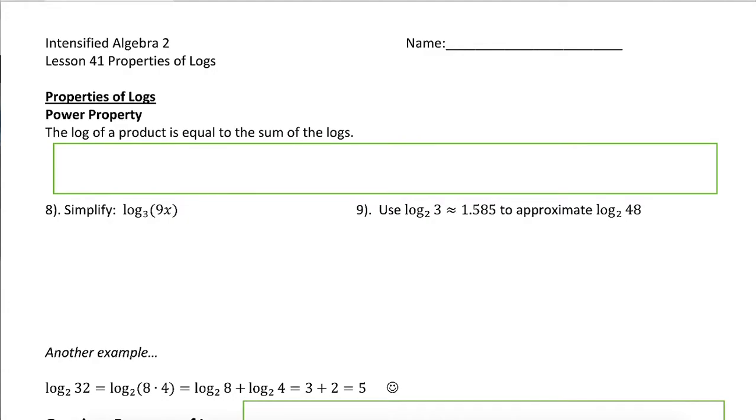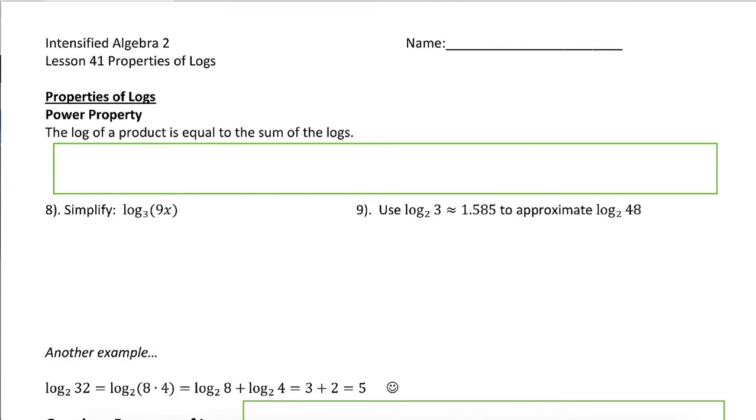We're going to talk about the three properties of logs that we need to work with. We're going to focus on how to use the properties, how to write the properties, both written out as a sentence, but also as an equation. So we'll start with the power property.